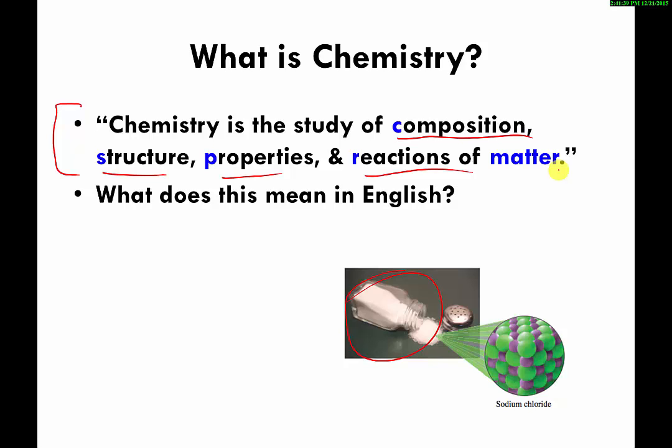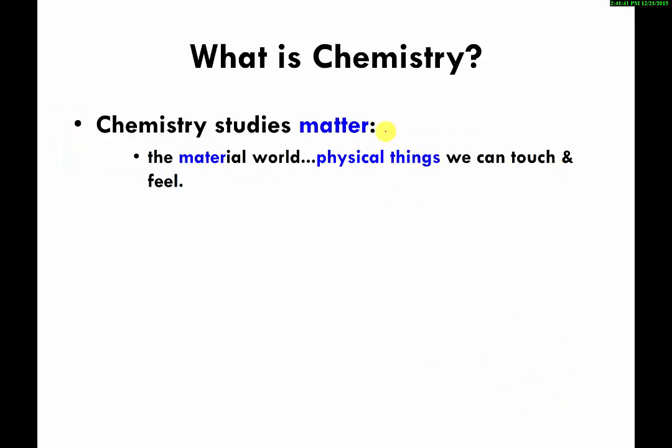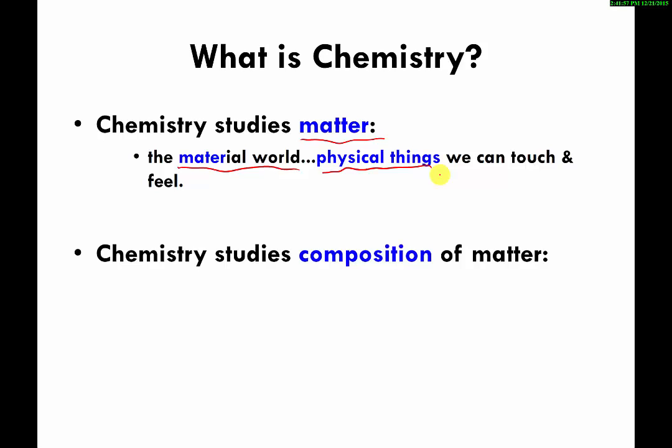So let's move to the next slide. Chemistry studies matter. That was a word that was in the earlier definition. What's matter? Matter is the material world, physical things, things that we can touch and feel. So chemistry is interested in the stuff that we can touch and feel in the world. Chemistry studies the composition of matter. So what that means in English is what material objects are made of.